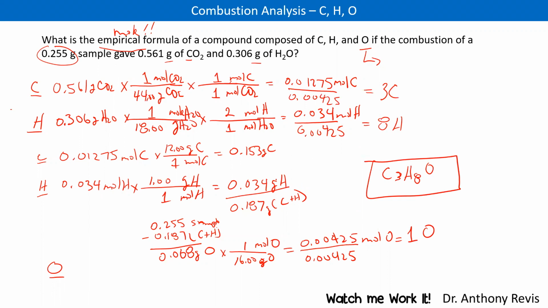So there you have it, combustion analysis calculation of C, H, and O. When one of the species is missing, you'll take the sample minus the ones that you can account for by indirect calculations. All right, there you have it.